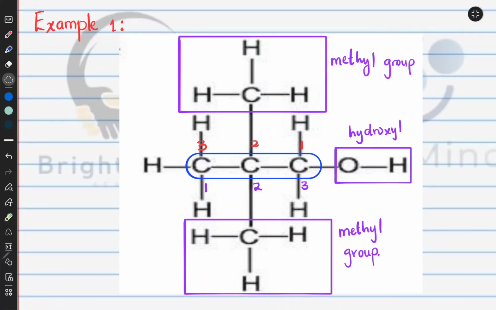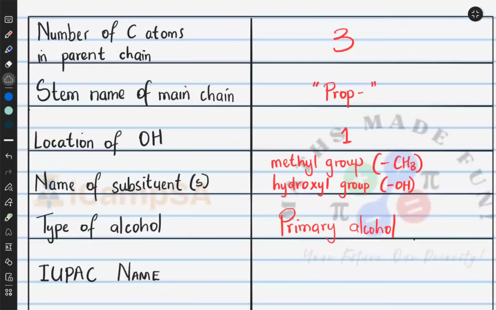So M comes first, right? So therefore, we will first name the methyl groups, and then followed by the name of the parent chain, and then also the position of the hydroxyl group, because the hydroxyl group is our functional group. All right, so let us do it.